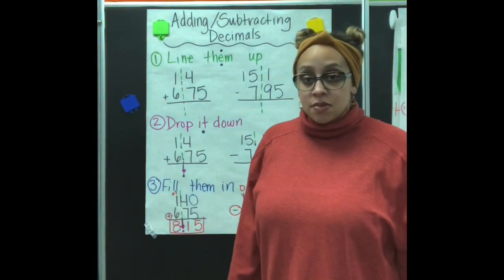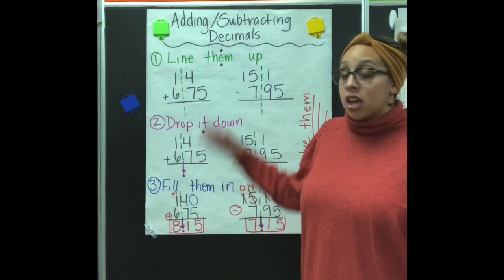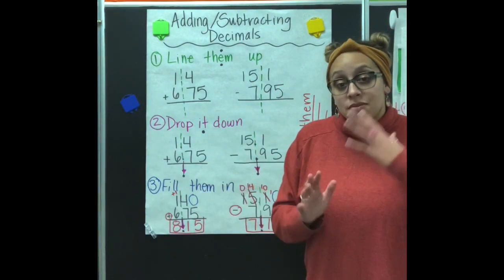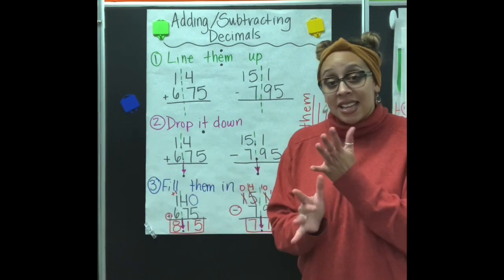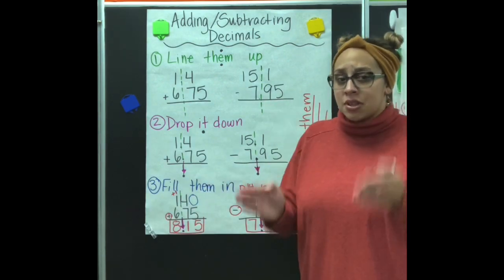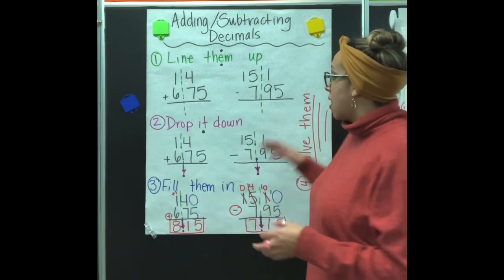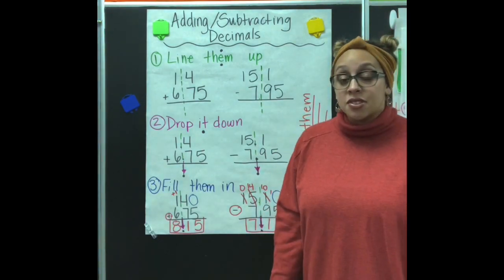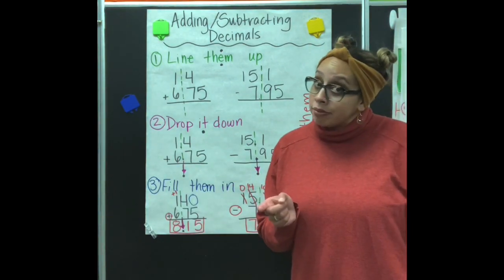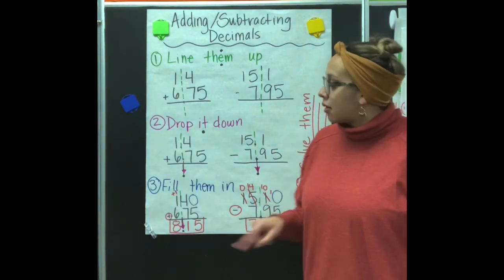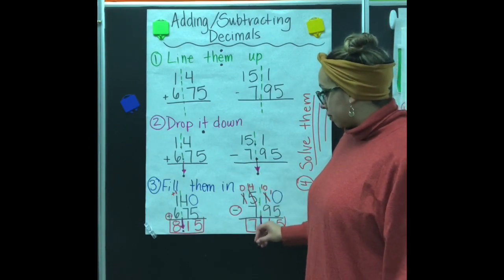When you're adding and subtracting decimals, you're really just adding and subtracting whole numbers. But you're remembering to take care of the decimals first so that it feels like that. So what we do, we have to line them up because we have to get everything in place value order, just like when we're adding and subtracting regularly. Then we have to drop the decimal down so that we don't forget about it when we're rushing through our math. So we drop our decimal down and then we solve it.